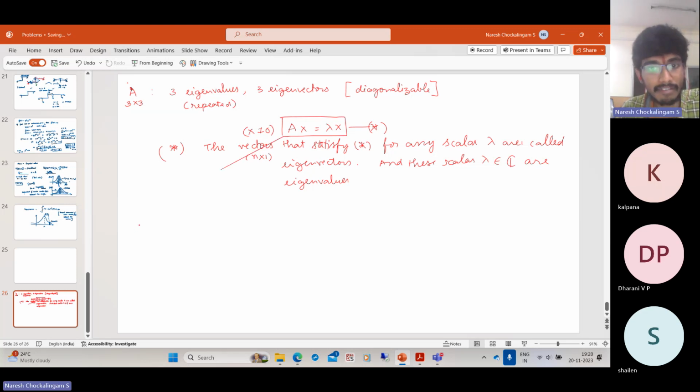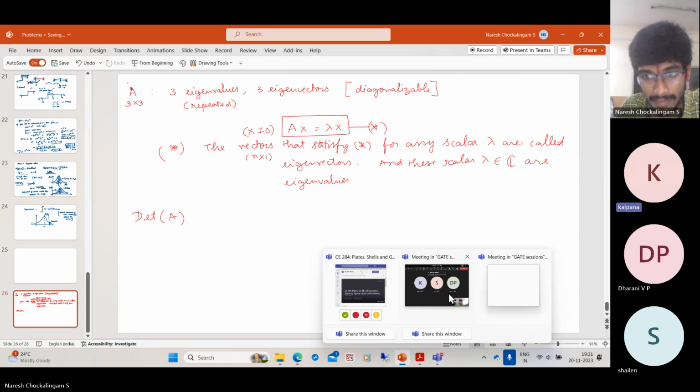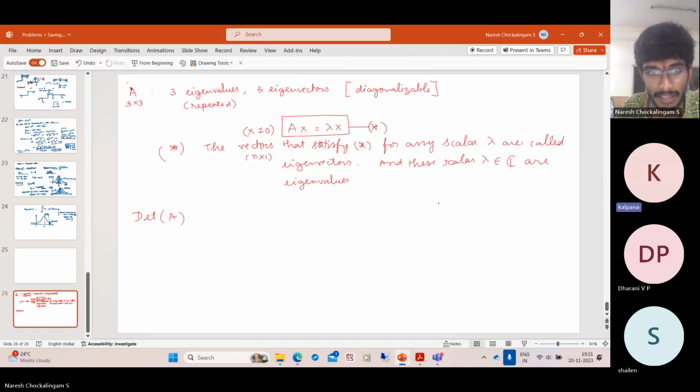Now they're asking us to find out the determinant of A. Does any of you know the relationship between the eigenvalues and the determinant of a matrix? Any guess? Product of the eigenvalues is equal to the determinant. That is correct. So determinant is equal to the product of eigenvalues. Can you prove it?